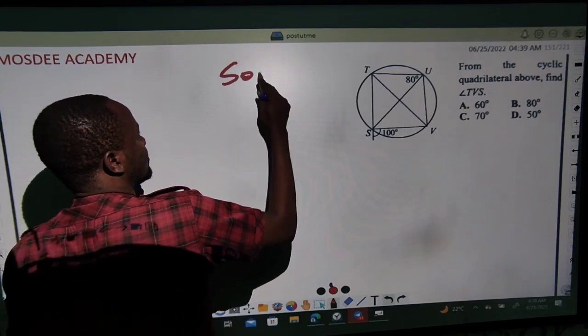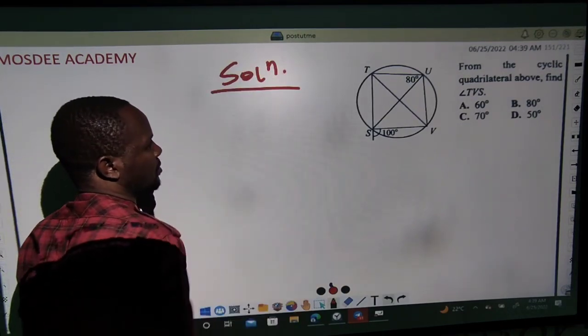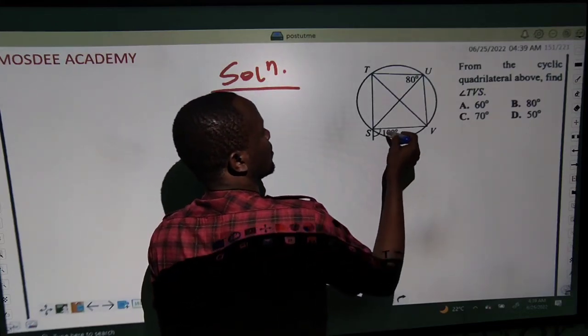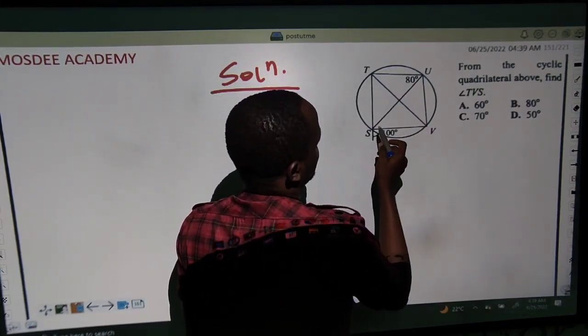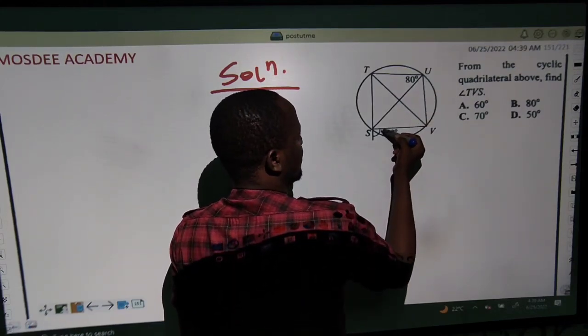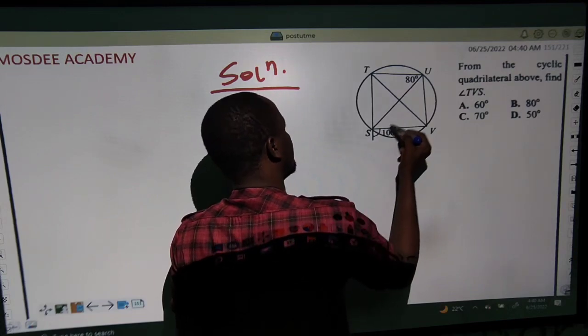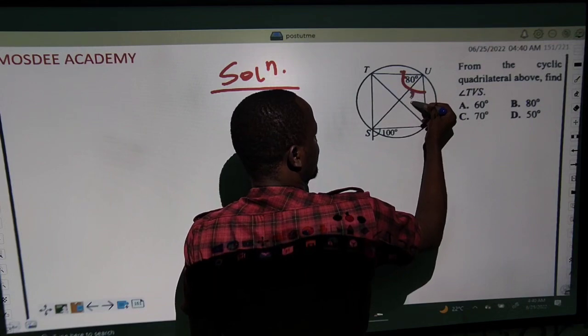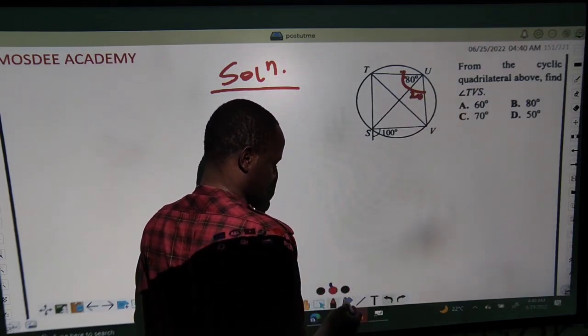Solution is TVS. I hope you can see. You can look at a kind of theorem. If you don't know, you can learn. The opposite angles of a cyclic quadrilateral add up to 180. So this guy is 100, so to complete that 100, this guy will be 80.